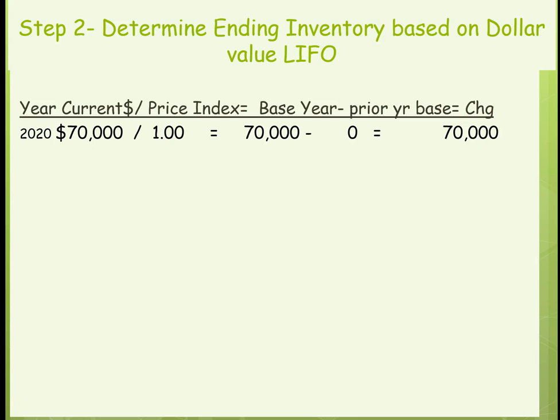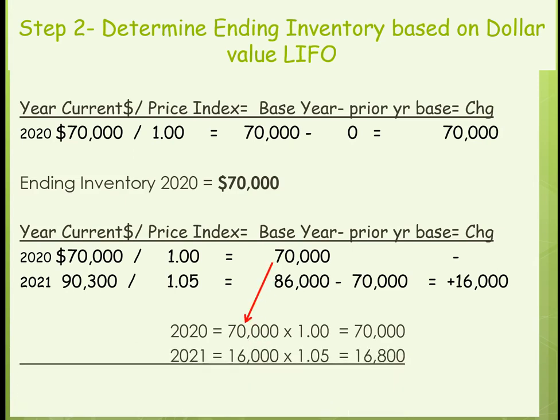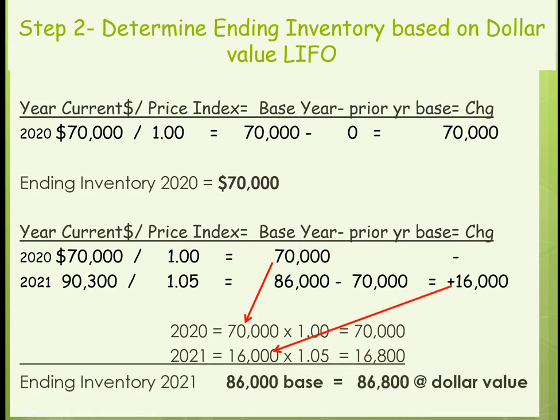Okay, for 2020 we know that 70,000 is the value of the ending inventory. Year 2 we added 16,000, so we're going to add 16,000 at 1.05. So we take 70,000 at 1 and 16,000 at 1.05, and that gives us our ending inventory for 2021 of 86,800.